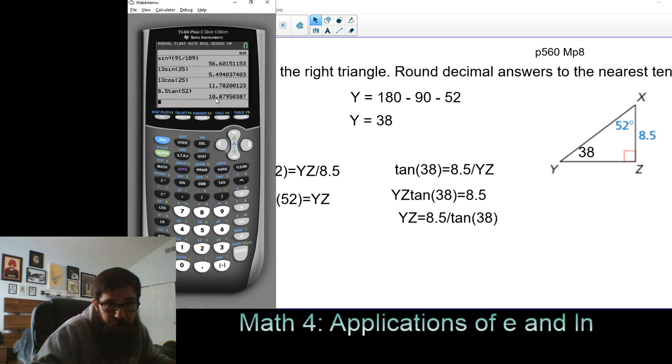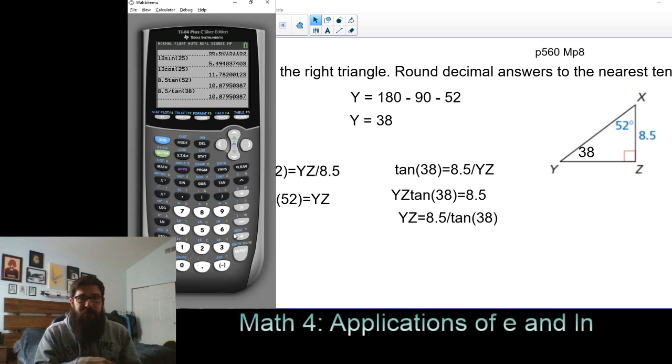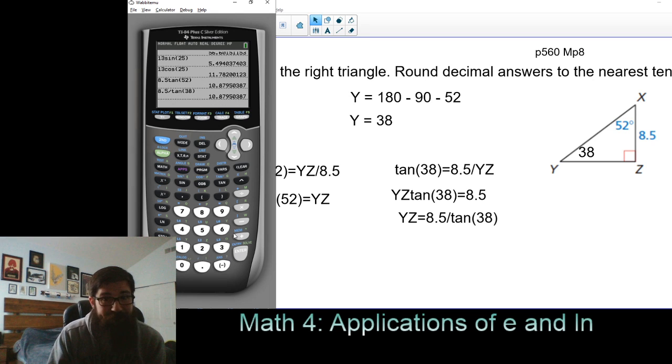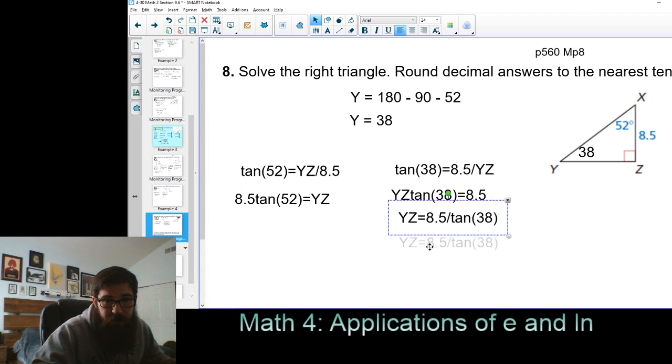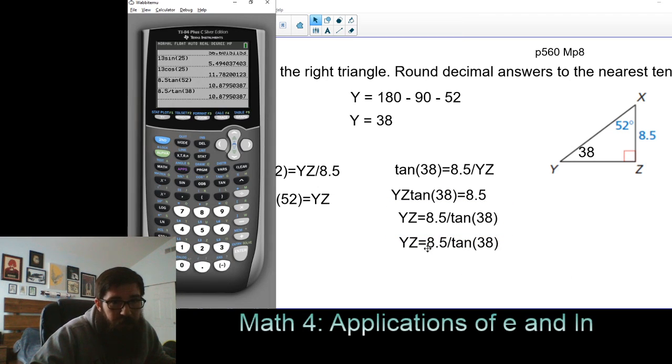I get 10 point, that'd be what? 10.9 if we rounded it. Let's try the other one. 8.5 divided by tangent now of 38. Close it. Oh my goodness, it's the same answer. How big is that last side there, YZ? What do we just say? 10.9.